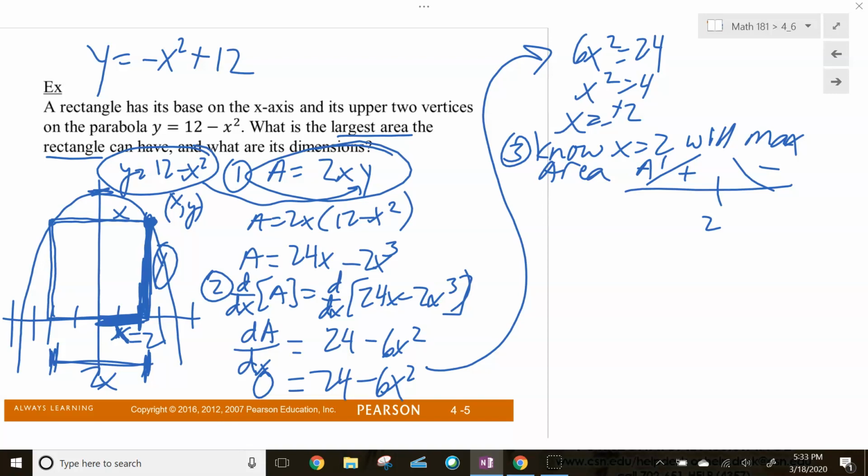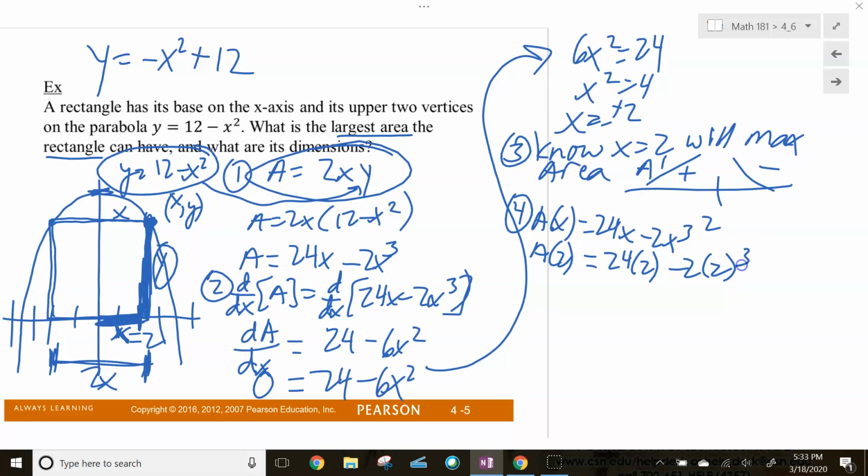So then the question becomes, what's the largest area? Well, if x equals 2 is going to maximize it, let's plug it into our area function that's only in terms of x. So area, plug 2 in, we got 24 times 2 minus 2 times 2 cubed. We got 48 minus, what's that, 16? We got 32 is the maximum area.